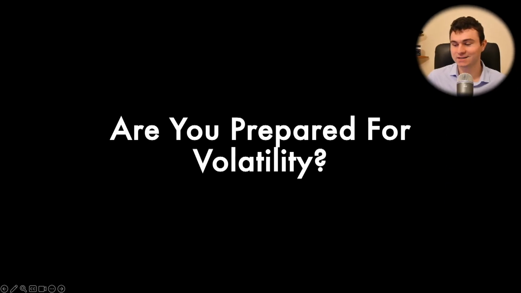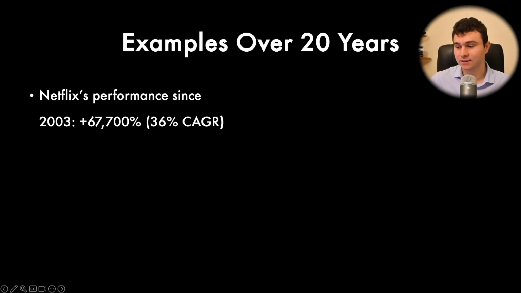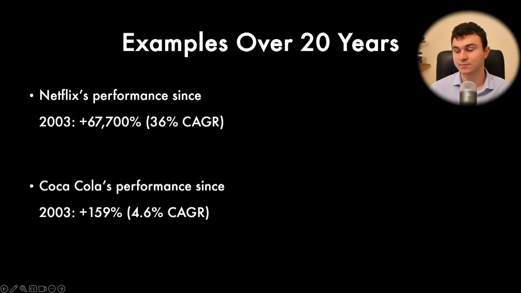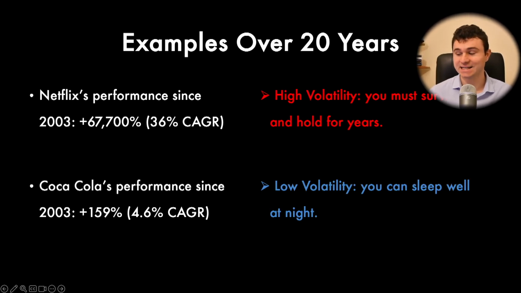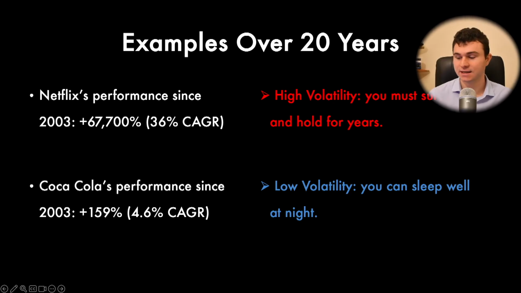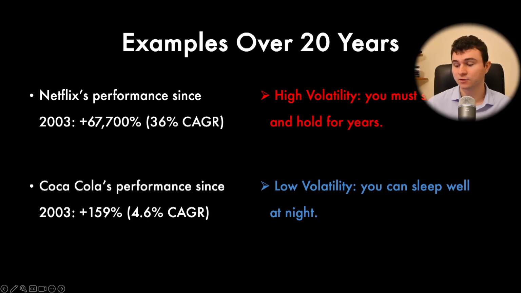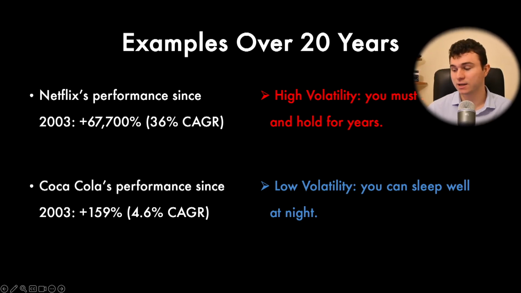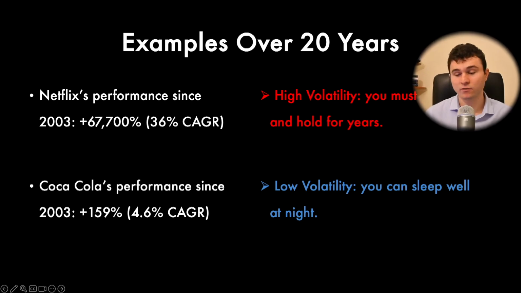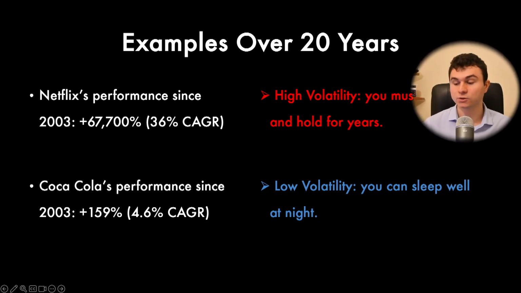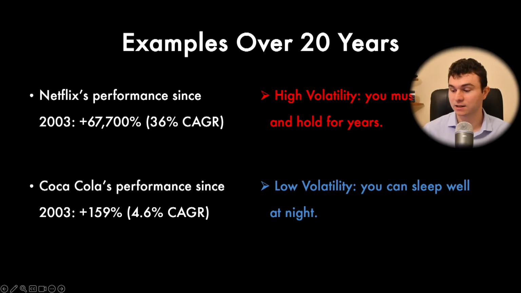So the big question is, if you want more returns, more risk, are you prepared for volatility? If you compare Netflix's performance, 36% per year, and Coca-Cola's performance, which is 5% per year, well, you have two types of investment. One with high volatility, where you must survive and hold for years, and one with low volatility, with stable returns, generating 4.6% per year, where you can sleep well at night. Some people prefer investing in safe companies, and I completely understand that. They don't want to lose their hair about investing in the stock market.